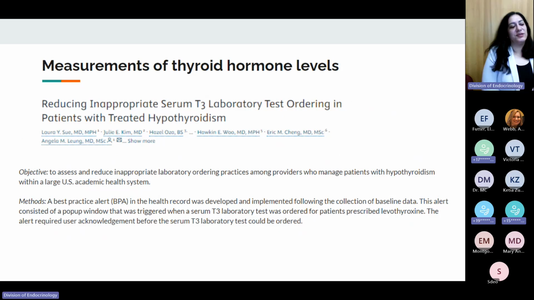Measurements of thyroid hormone levels. What we've learned from Choosing Wisely is that there's not really a role for checking serum T3 in a patient with hypothyroidism that's been treated with levothyroxine. So it shouldn't be used to guide therapy once they've started treatment. And this was assessed by Choosing Wisely. Basically, they wanted to reduce the use of T3 among providers when treating hypothyroidism. So they initiated a best practice alert that would pop up in their EMR anytime someone would order a T3 on a patient that was also on levothyroxine. And they would have to click a box saying, yes, I want to order this before proceeding.